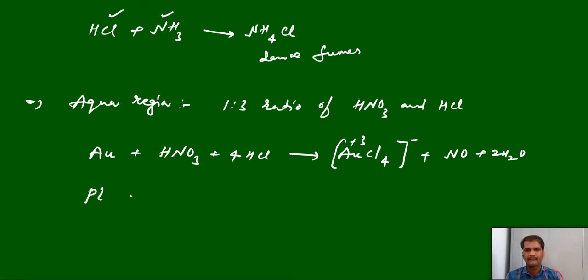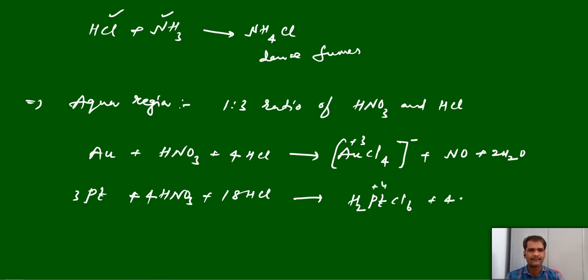And similarly platinum, if we treat with HNO3, this is here 3 moles, and 4 moles HNO3 you take, and here 18 HCl. Again the product here you will get hexachloroplatinic acid, this is H2PtCl6. Your platinum oxidation state is +4. Again NO.